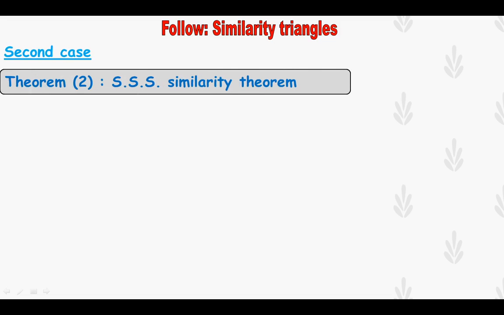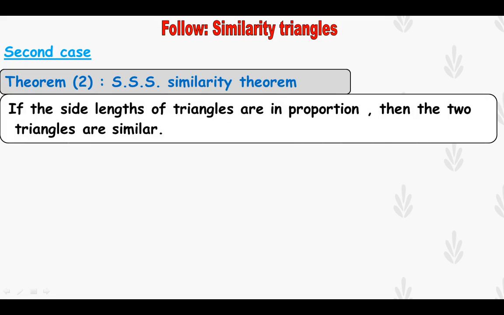Similarity of triangles, second case. Theorem 2, SSS similarity theorem. If the side lengths of triangles are proportional, then the two triangles are similar. So the second case of triangle similarity: if the three sides of the first triangle are proportional to the three sides of the other triangle, then the triangles are similar. Okay?